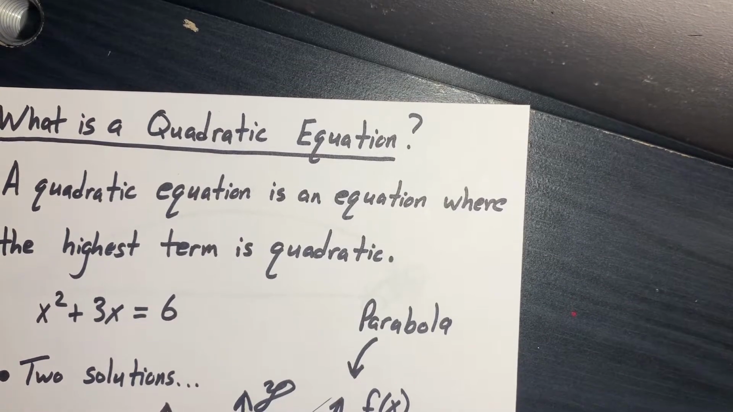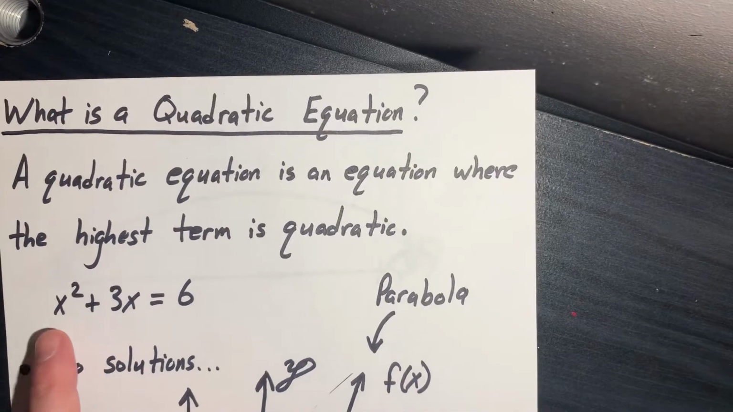I'm going to show you guys a brief video here of what a quadratic equation is and how it's used in real life. Just a couple quick examples so you guys will have a general idea of what's going on here. So a quadratic equation is an equation where the highest term is quadratic, which means to the second power.